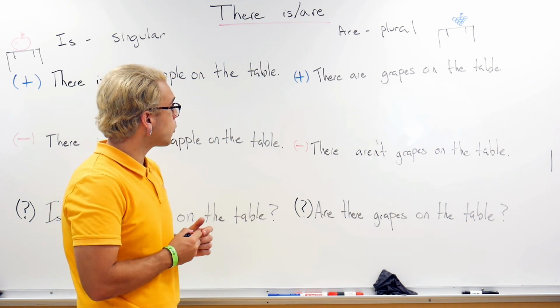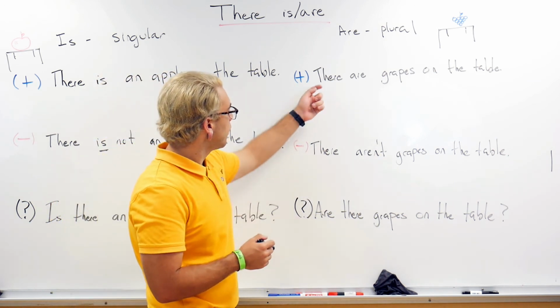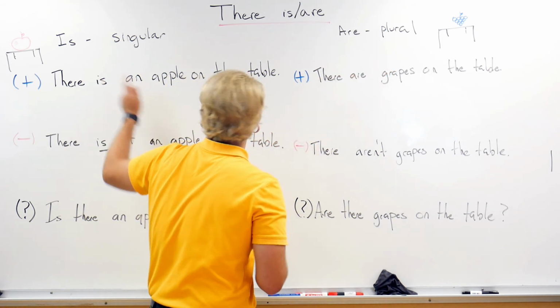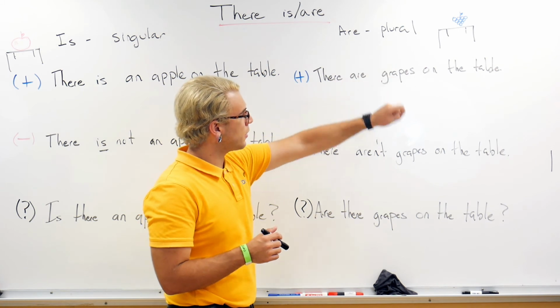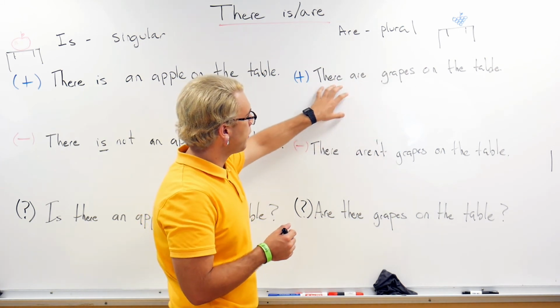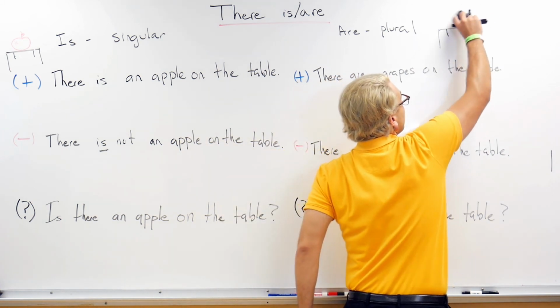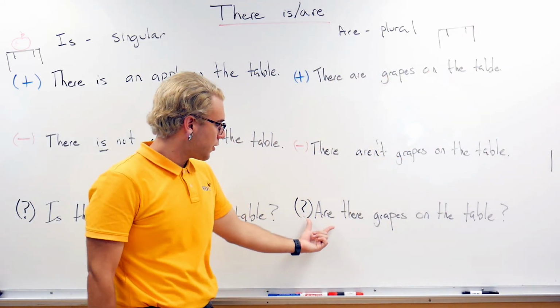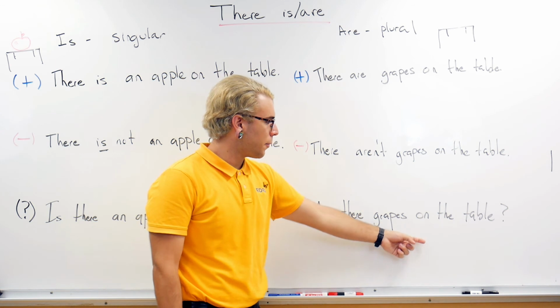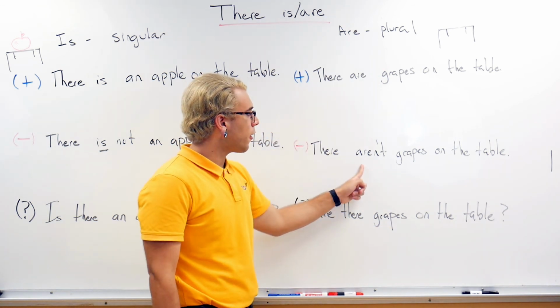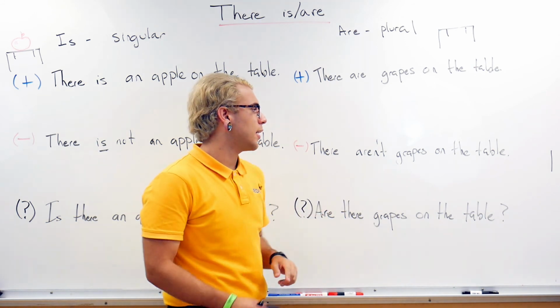And the answer, of course, for this one would be positive. There are grapes on the table, just like at the beginning. We have grapes on the table, so the answer is there are grapes on the table. And if they're gone, and the question you're asking is, are there grapes on the table? The answer would be no. There aren't, or are not, grapes on the table.